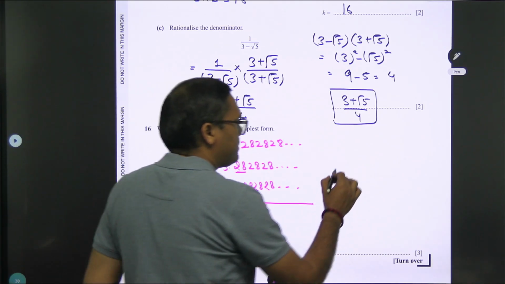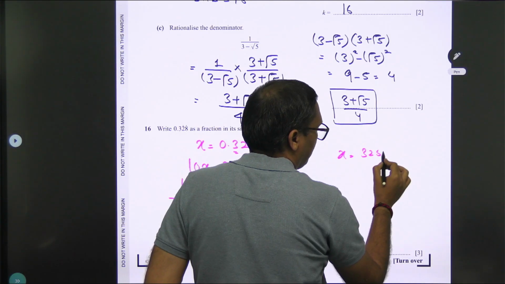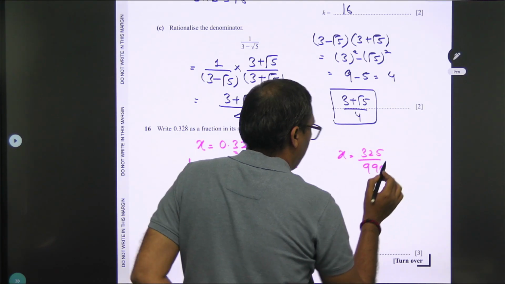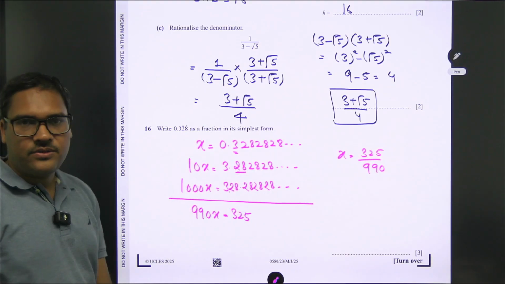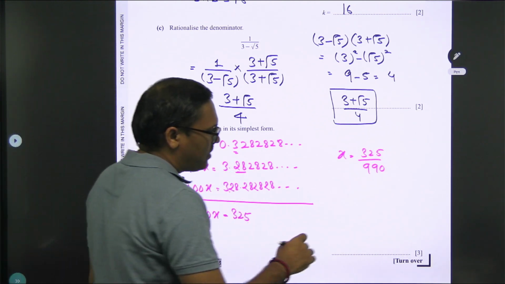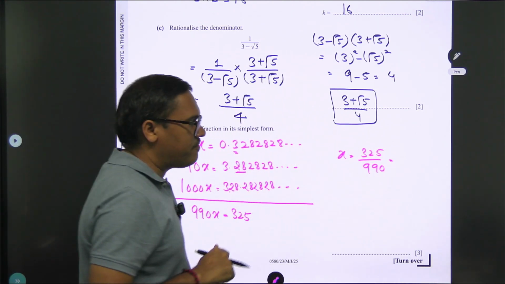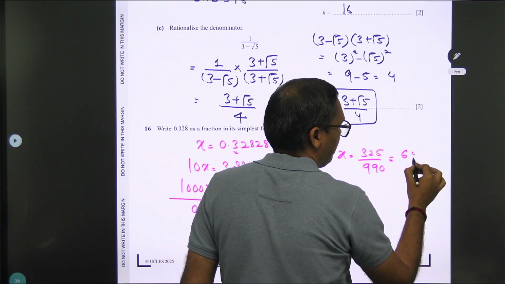So what is this? This is x is equal to 325 divided by 990. Now you have to write it in the simplest form. So you have to remove all the common factors. So what are the common factors? You can see one common factor is 5. So if you divide by 5, this is 65.